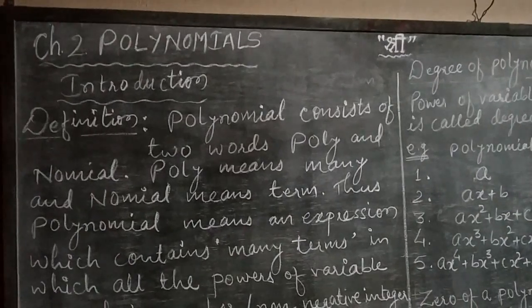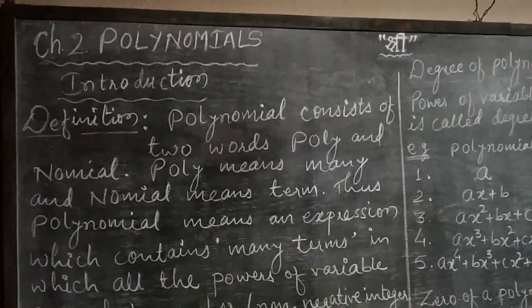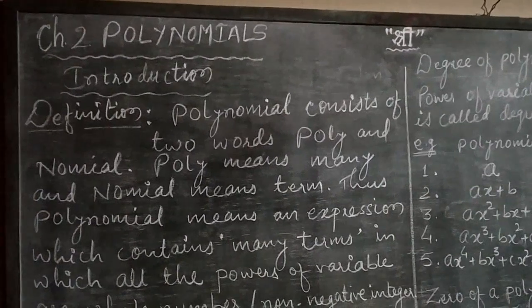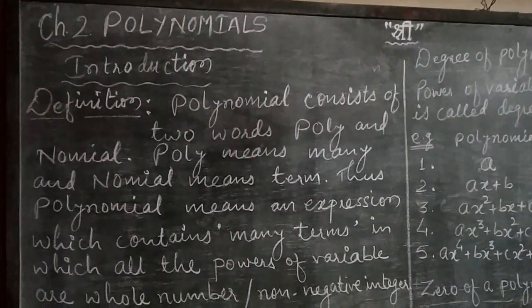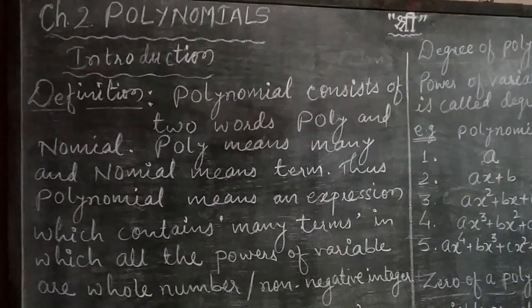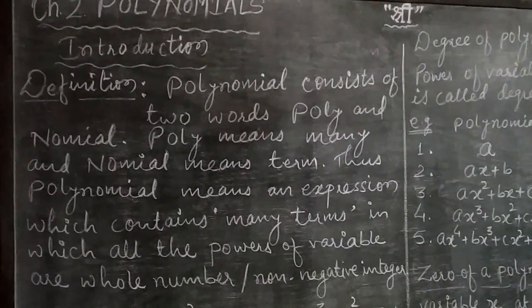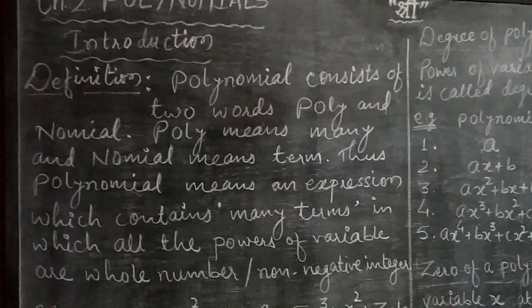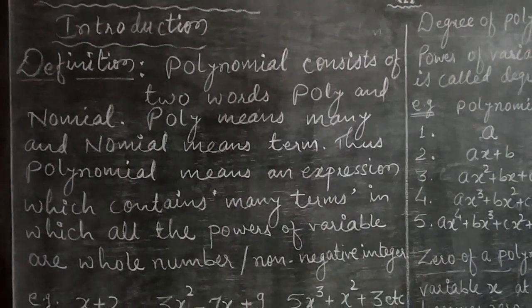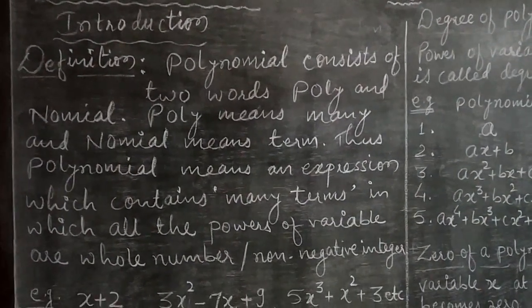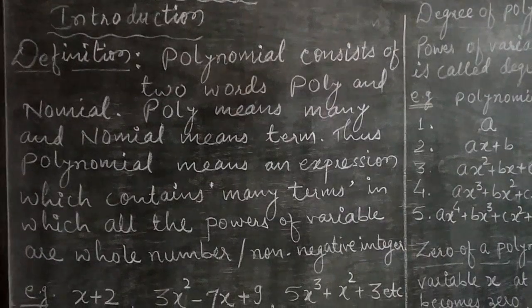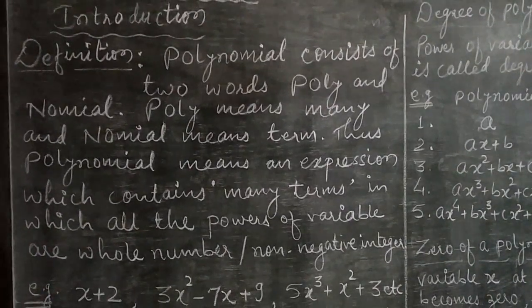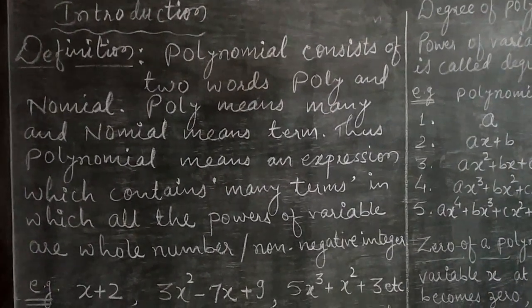Good morning, students. Today we are going to start chapter 2, polynomials. First we'll take its introduction. So what is polynomial? Polynomial is a word which consists of two words. First one poly, second one nomial. The meaning of poly is many and that of nomial is a term.